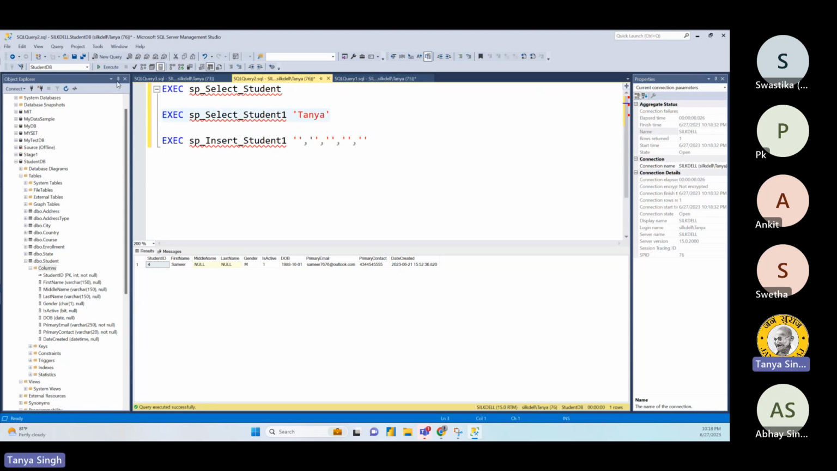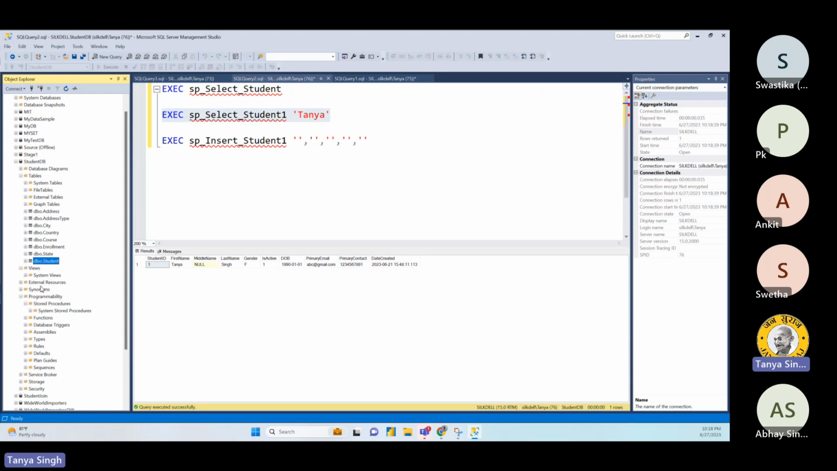And the second thing is that it's faster, it's pre-compiled and it's fast, right? And where you can find this, as I said, under the programmability, there should be two stored procedures, student and student one, right? You just created that one, right? Yeah, we just created it right now.